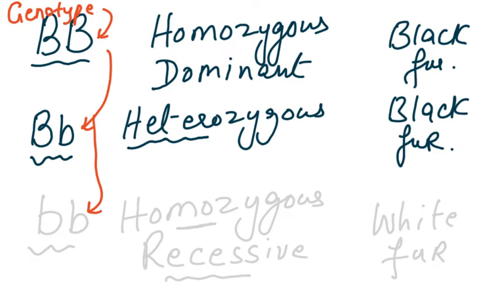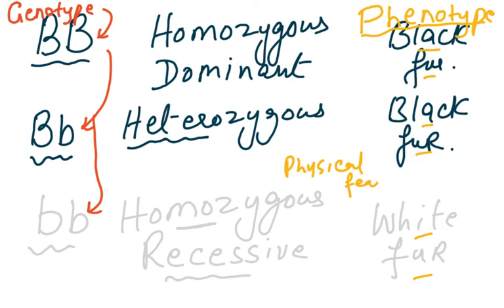But then what is this going to be? We say big B are black furred rabbits. So this will be the phenotype. Phenotype means physical characteristics, PH. Physical features. You can look at a rabbit and say it's got black fur, or it's got white fur. So you have to know the difference between phenotype, which is physical features that you can see, that this rabbit is black furred or white furred. So that is a phenotype.